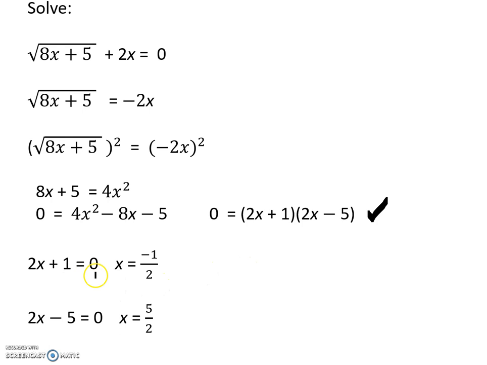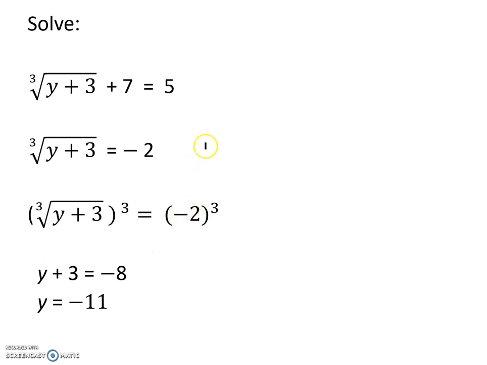Setting each of those equal to 0, we take the 1 to the other side and we have negative 1, and dividing by 2 to get x by itself, we find that x equals negative 1/2. The other part is 2x minus 5 equaling 0, and we take the 5 to the other side to get 5, and then we divide by 2, we have x equals 5/2.